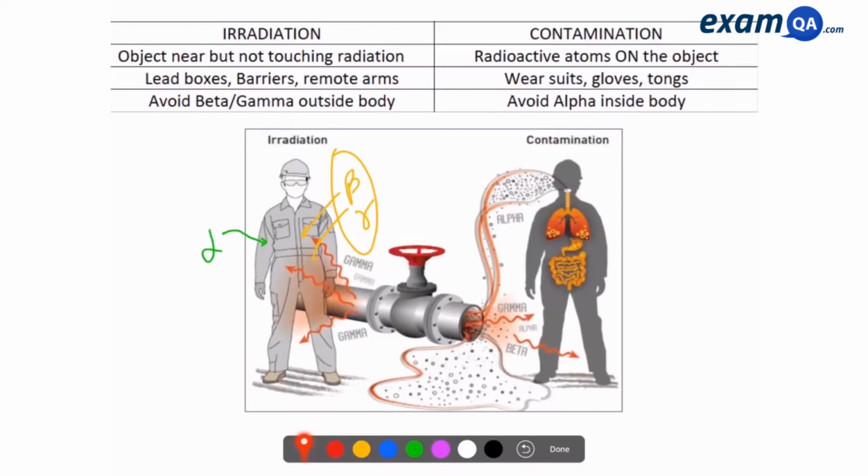Now, with this one, you want to make sure you avoid alpha particles. So if you get contaminated, you don't want alpha particles to go into your body because they are very ionizing, which means they can damage your cells. So it can damage your DNA and that can lead to cancer. If it's beta or gamma that's gone inside your body, that's not a problem because they can easily escape because they're very penetrating.